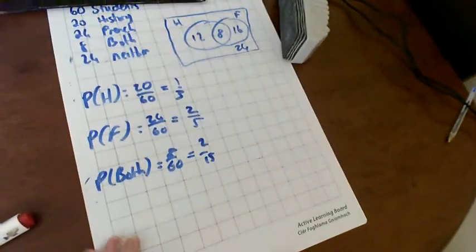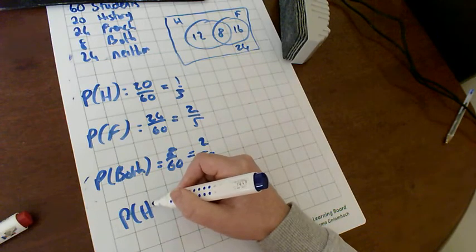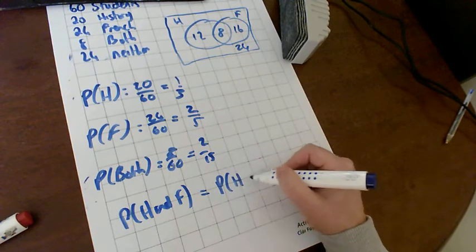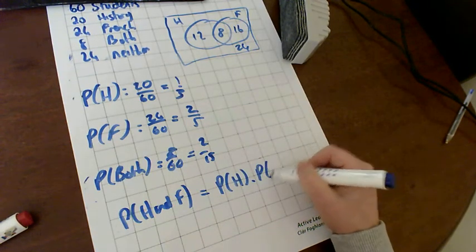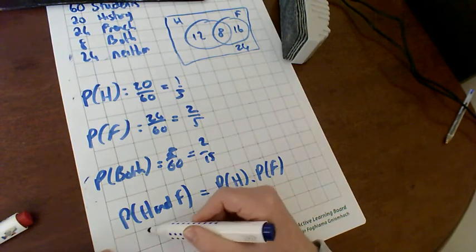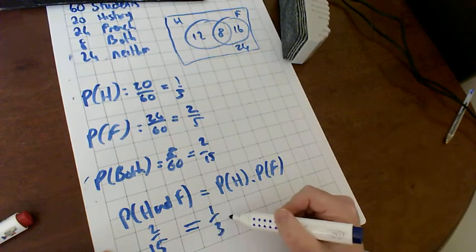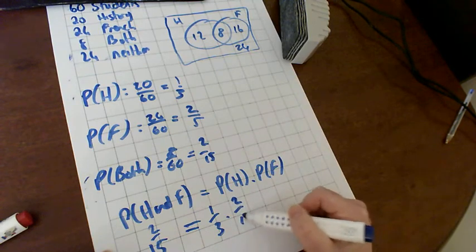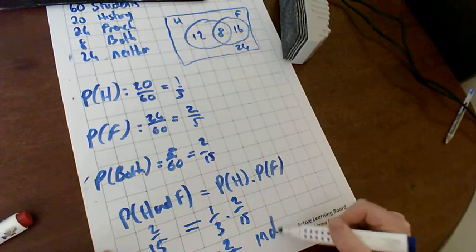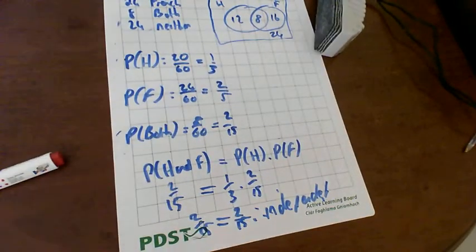And all you say, for them to be independent, the probability of history and French, both, should equal the probability of history multiplied by the probability of French. That's how you prove independence. You just check it out. So the probability of history and French is 2 out of 15. You want to check, does it equal the probability of history, 1 third, times 2 over 5? That is 2/15. 2/15 does equal 2/15. They are independent.